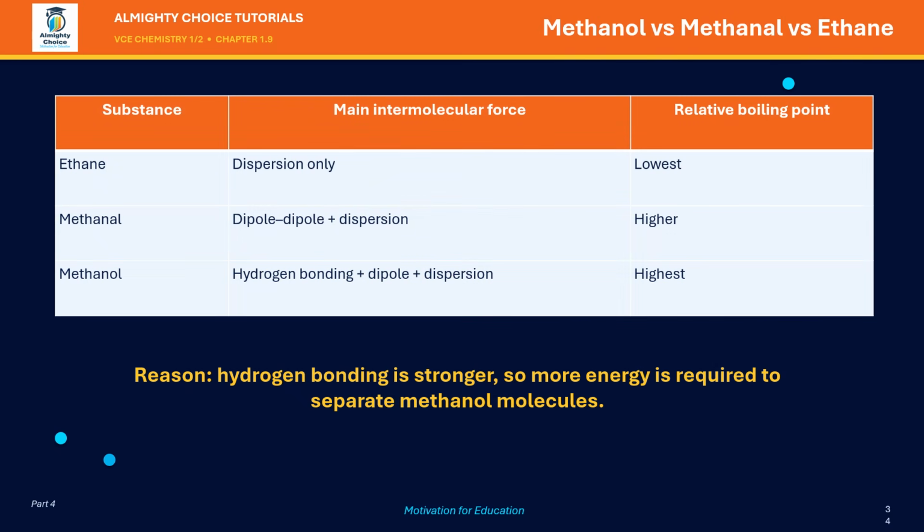Here we compare ethane, methanal, and methanol. Ethane has dispersion only, so it has the lowest boiling point. Methanal has dipole-dipole plus dispersion, so it's higher. Methanol has hydrogen bonding, dipole-dipole, and dispersion, so it has the highest boiling point. More energy is needed to separate methanol molecules.